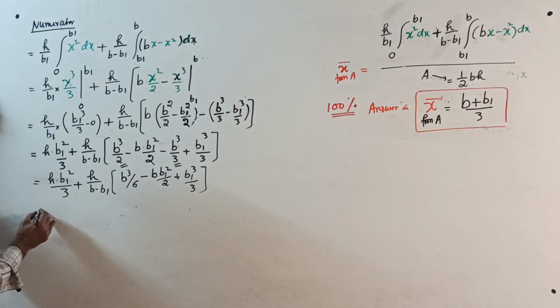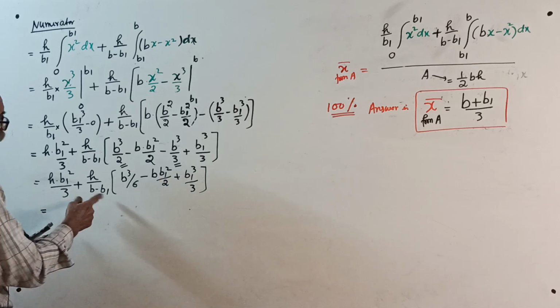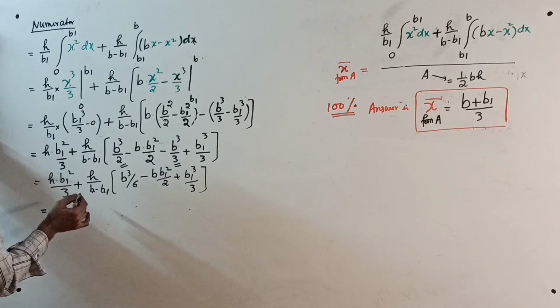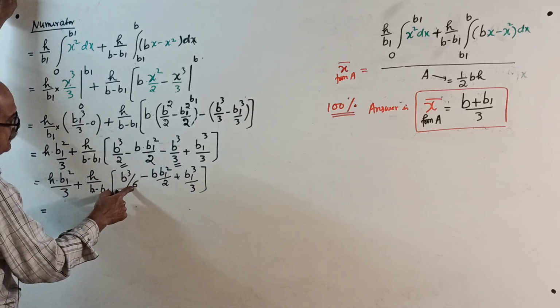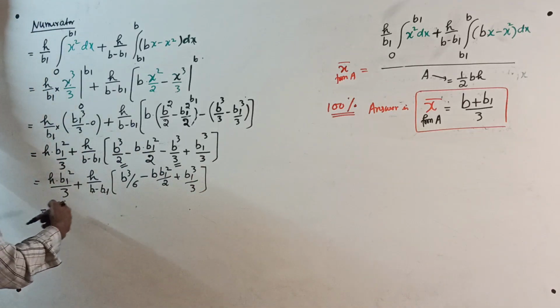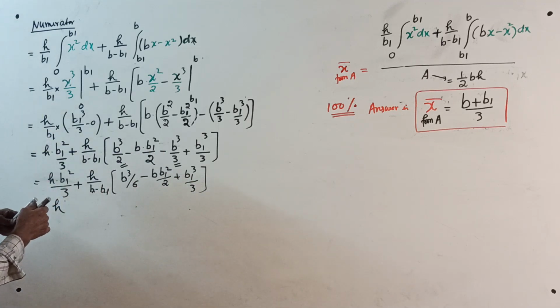Now what I want is a common denominator. Here 3, here b minus b1. Somewhere here 6 is there, 2 is there, 3 is there. I want complete common denominator, the denominator should vanish. So I will take h, h will remain as it is.